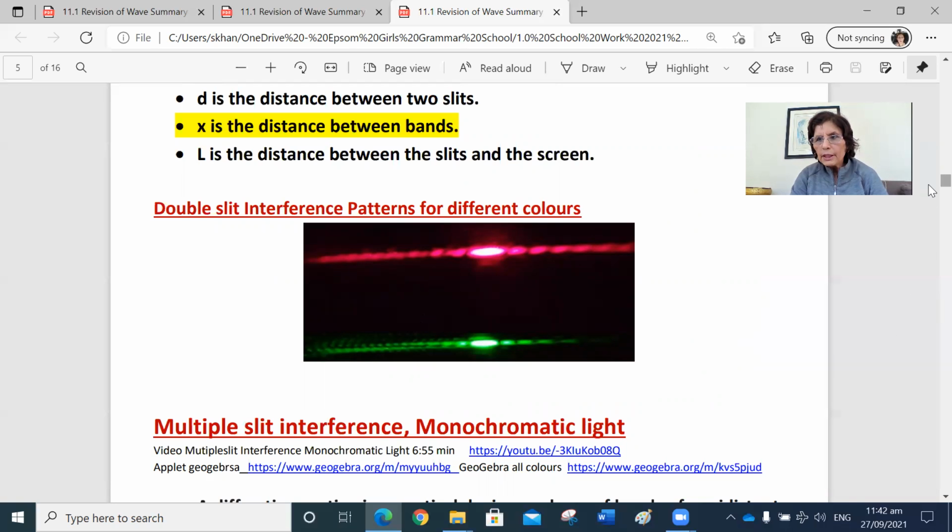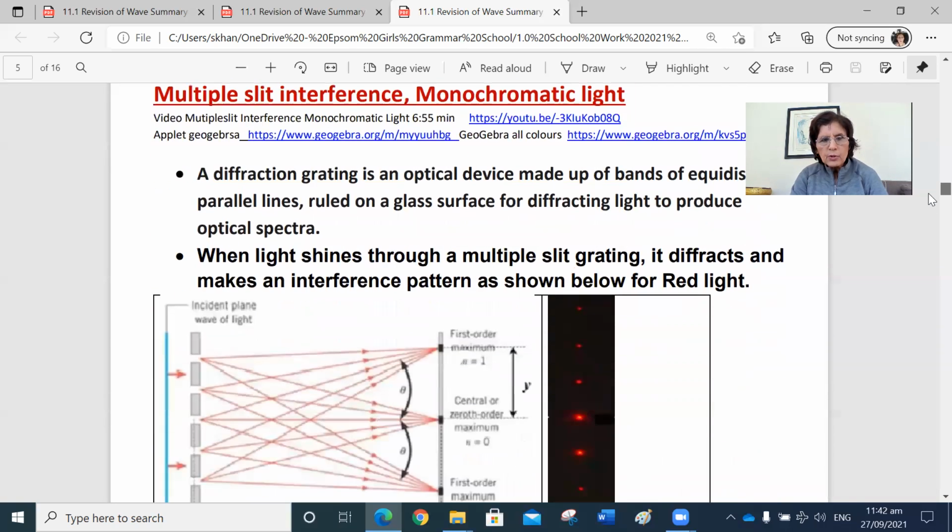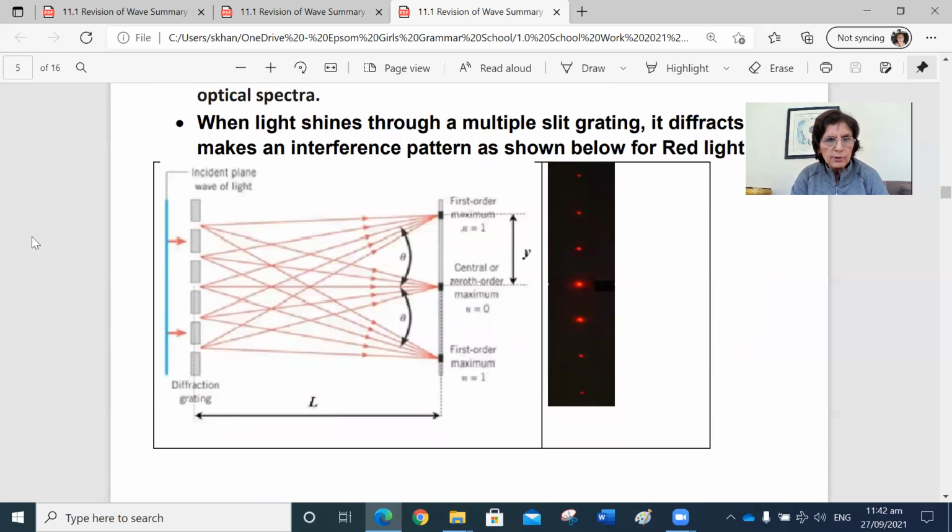For multiple slit interference, this is what we call a diffraction grating. It has many, many gaps, and in between there are opaque areas. That's called a diffraction grating. Light passes through all of these gaps, then it diffracts and becomes circular, then the waves interfere and make an interference pattern.